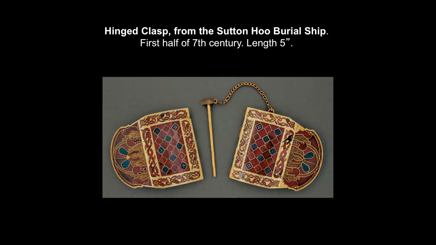In the case of the Sutton Hoo clasp, there are also rubies inset into it, so we know that the wearer was a person of some importance.